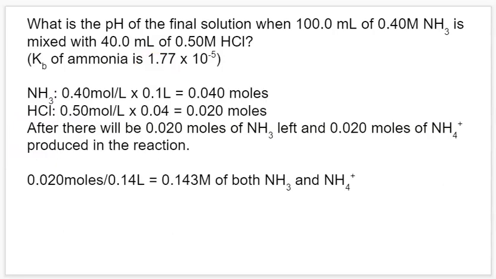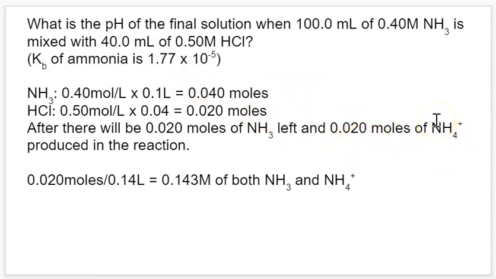So we can apply a similar process here. We can take our ammonia, we take the concentration, multiply it by the volume. We end up with 0.04 moles of the ammonia before the mixture happens. For the hydrochloric acid, we have 0.02 moles of hydrochloric acid. And then when we apply that sort of stoichiometry logic, we can infer that there will be 0.02 moles of the ammonia left, because 0.02 moles of acid is going to donate hydrogens to the ammonias, making ammonium. And we're going to produce 0.02 moles of ammonium in the reaction.